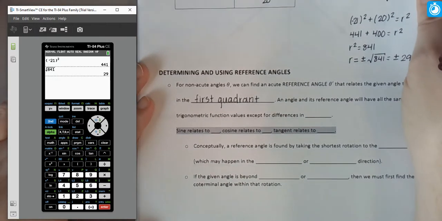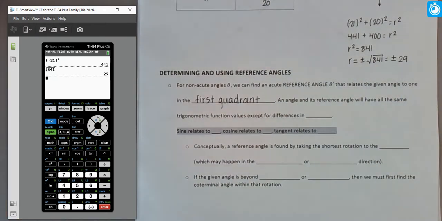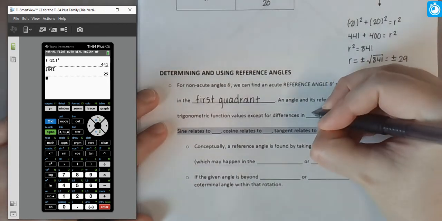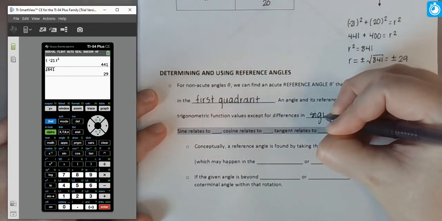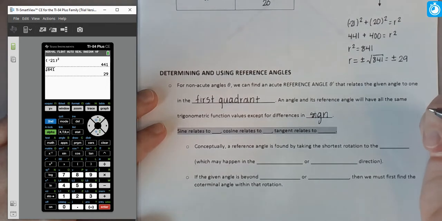So we're going to use these reference angles because they're in the first quadrant, because they represent actual angles that could exist within a triangle. The angle that we want to find values for and the reference angle we're using are going to have all of the same trig values. All of the ratios will be the same except for differences in sign, not the sine function, but sign, in other words, positive or negative.